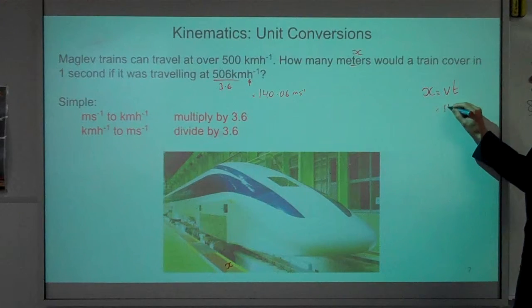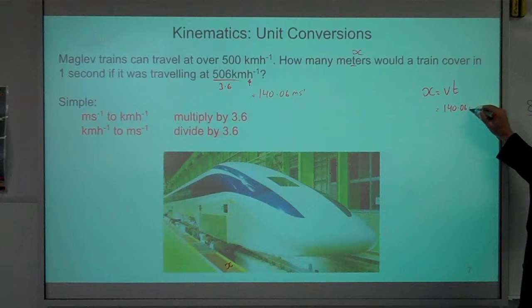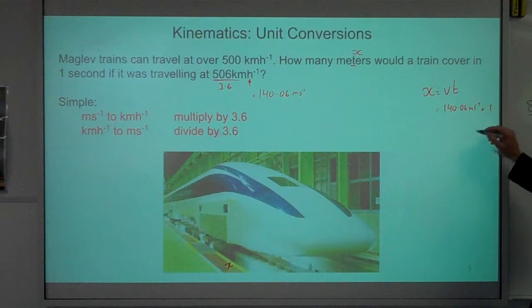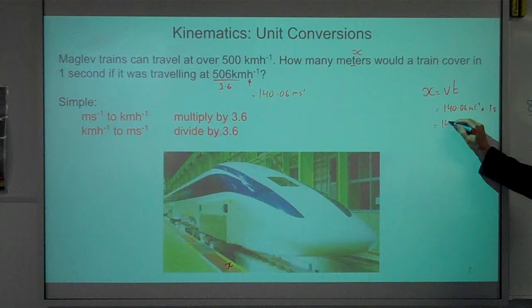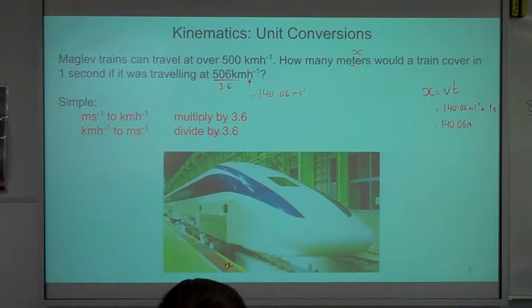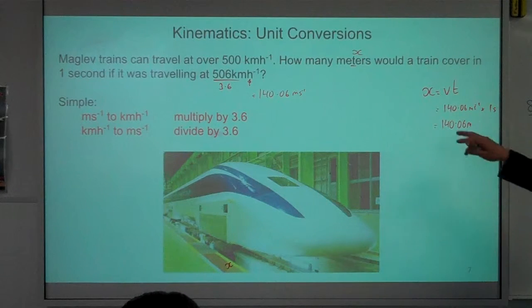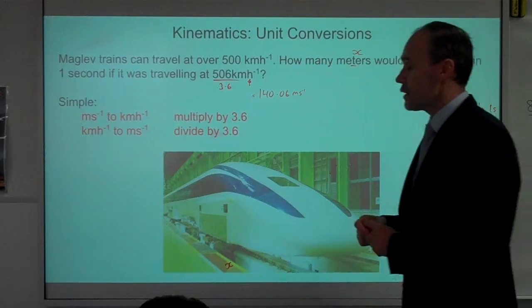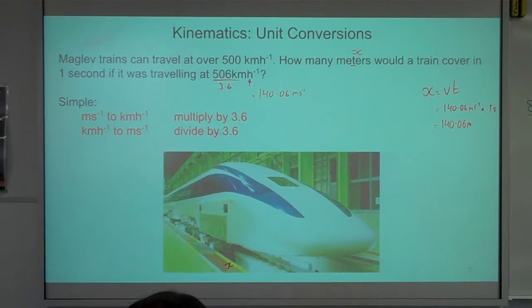Our velocity is 140.06 metres per second multiplied by 1 second, and so we end up with 140.06 metres as the distance covered. So that train is moving at a considerable clip. And the lesson there is when you're doing these sorts of things, you need to do a unit conversion so that you're using comparable values and comparable units. Okay. Now we've effectively finished the slideshow. So well done if you've gotten those right.